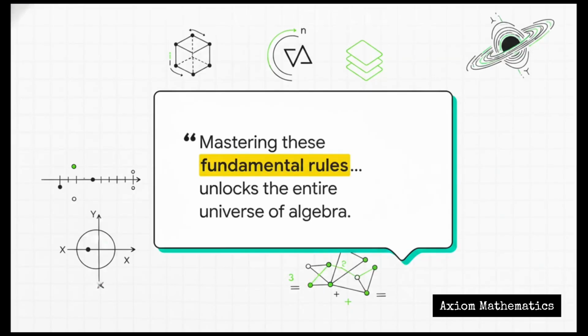Look at what you've just accomplished. You've mastered 10 core problems across visual number lines, algebraic properties, and complex radical and exponential operations. Just remember this. Mastering these fundamental rules of real numbers and exponents doesn't just solve tonight's homework. It unlocks the entire universe of high school algebra. You now have the cheat codes. So what abstract math problem are you going to conquer next?